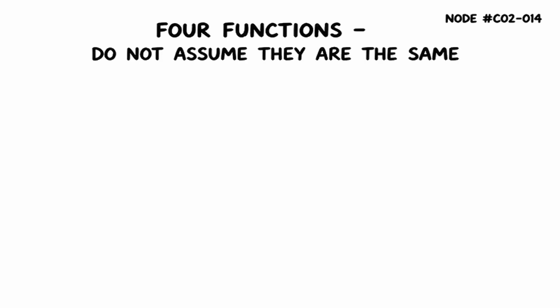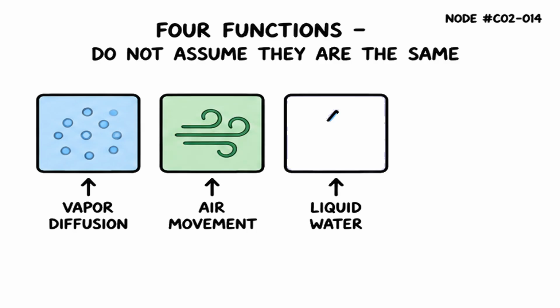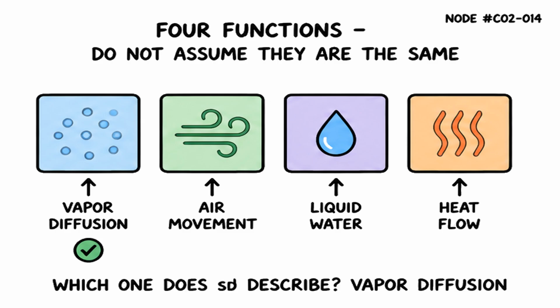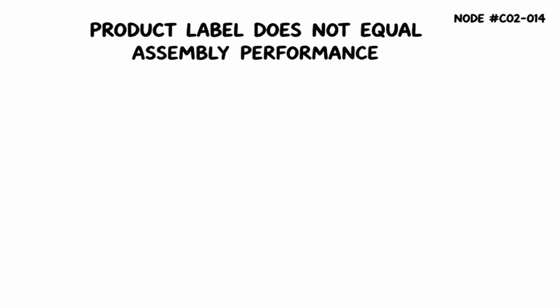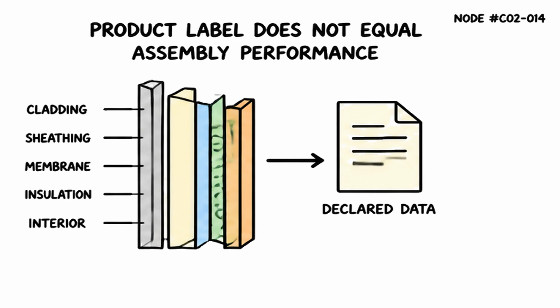Do not confuse four functions: vapor diffusion, air movement, liquid water, and heat flow. One product may perform several functions only when applicable evidence supports each one. Which one does SD describe? Vapor diffusion. Inside a wall, the label is only one piece of information. Material performance, thickness, continuity, adjoining layers, and environmental conditions influence the complete assembly.